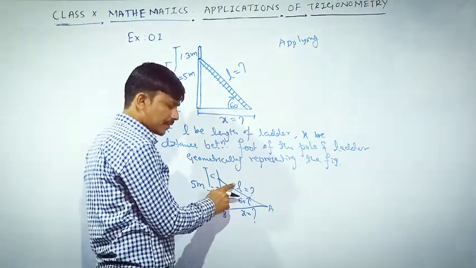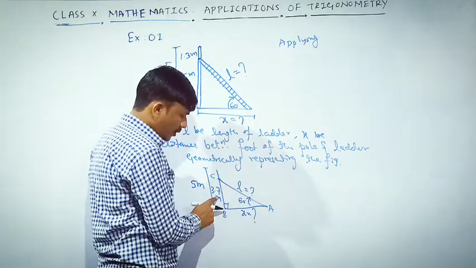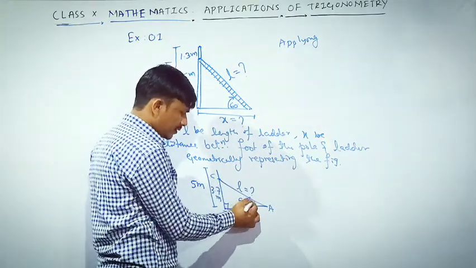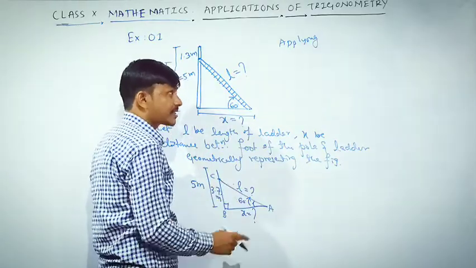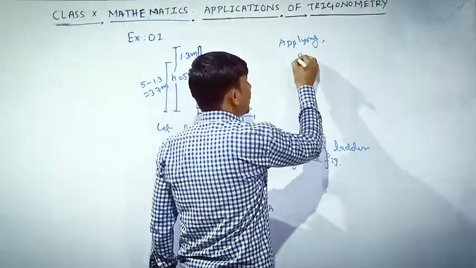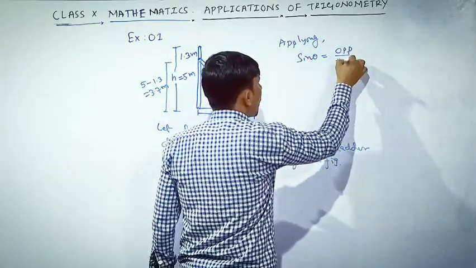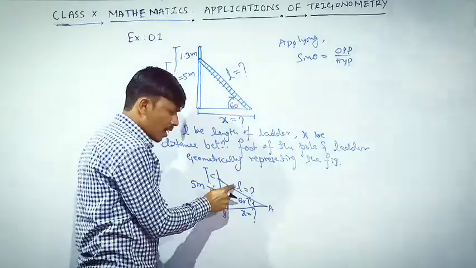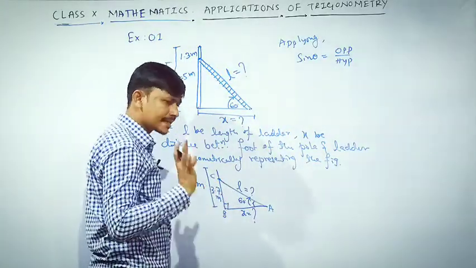First apply sin, opposite divided by hypotenuse, right? This is theta, this is the opposite side, this is the hypotenuse side. Opposite divided by hypotenuse is sin theta. Applying sin theta is equal to opposite divided by hypotenuse. Why did I apply that? Hypotenuse is the length, we need to find the length, so I have applied sin theta.